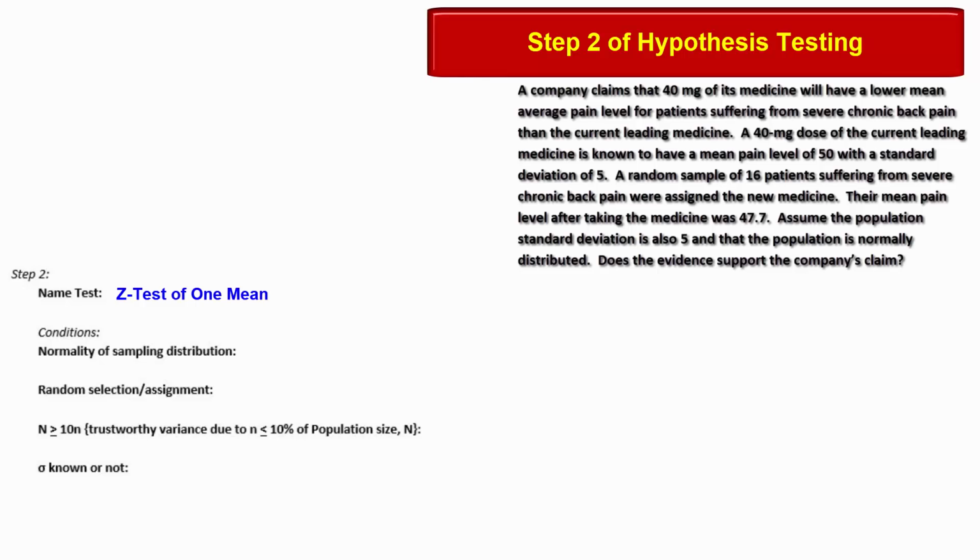Normality of the sampling distribution. We already know from our work with sampling distributions that this is accomplished if either the population is normal to begin with or the sample size is at least 30. In the case of the medicine problem, we were told the population is normal.